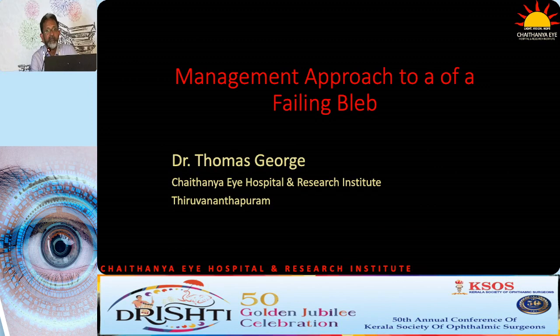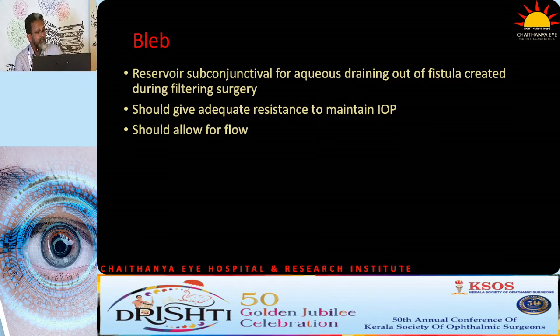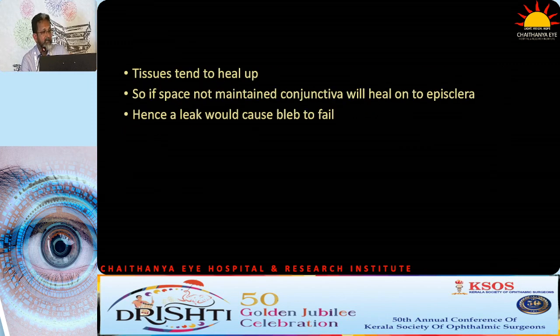The biggest issue is failure of a trab, and a bleb is a reservoir in the subconjunctival space for aqueous draining out of a fistula created during the filtering surgery. This fistula should give adequate resistance to maintain the intraocular pressure and allow for enough flow to maintain the bleb going as it is healing. Tissues tend to heal up, and if the bleb is not formed during the immediate postoperative period, if a gap is not maintained between the conjunctiva and episclera in the immediate post-op period, it'll just stick back onto the sclera.